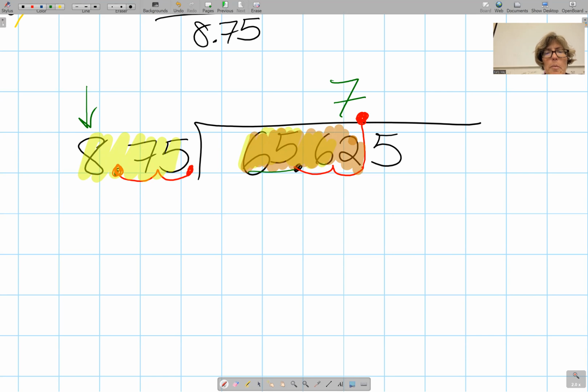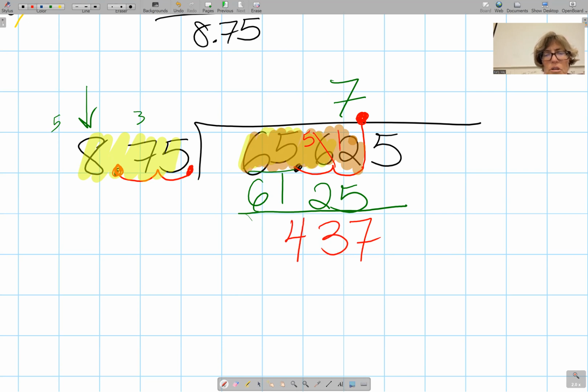So 7. 7 times 5 is 35. I'm going to carry the 3. 7 times 7 is 49. Plus 3 is 52. So 2. Carry the 5. And 7 times 8 is 56. Plus 5, 61. Looky there. I am good. Now we need to borrow from that. It's 5. That's 12. That's 7. That's 5 minus 2 is 3. This is 4. Bring down the 5.